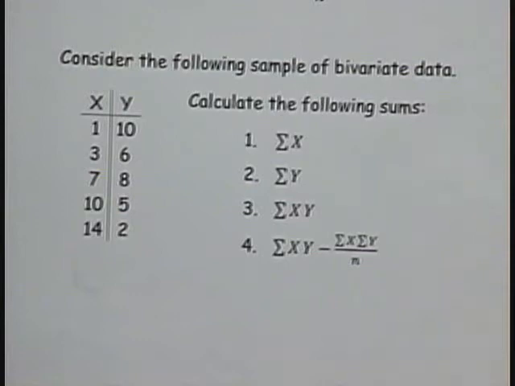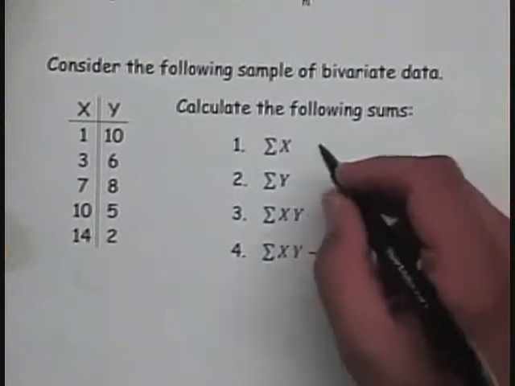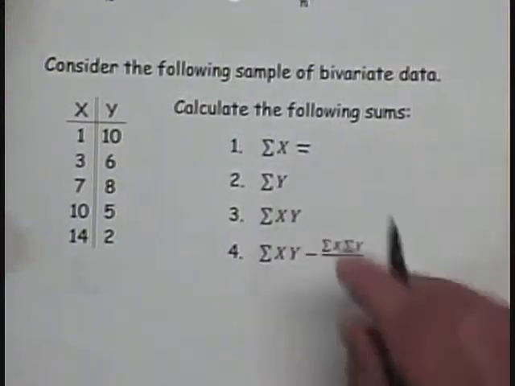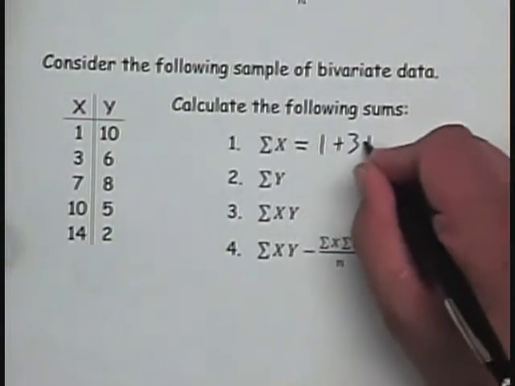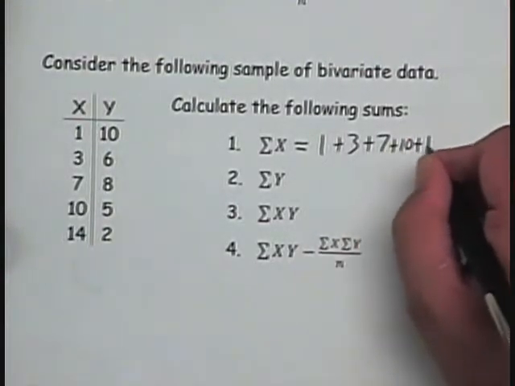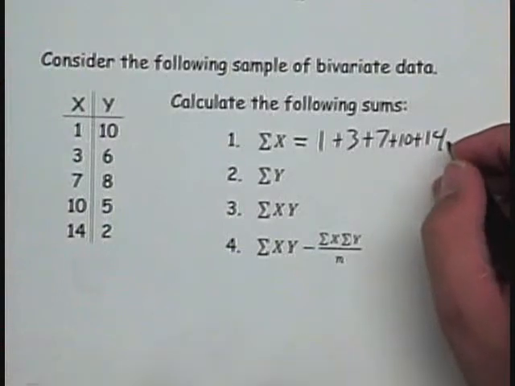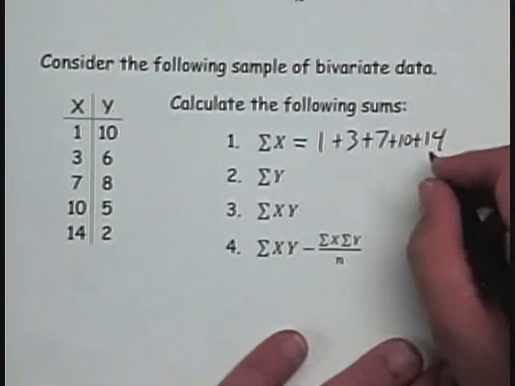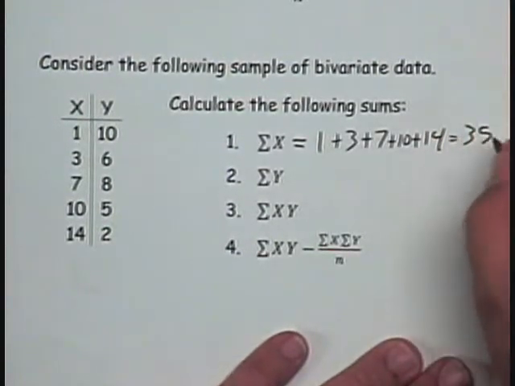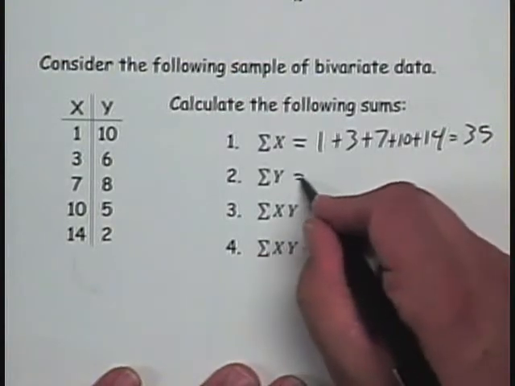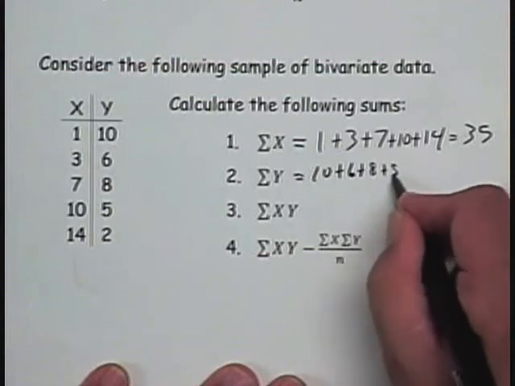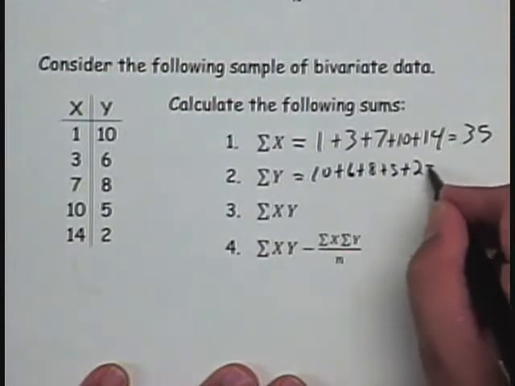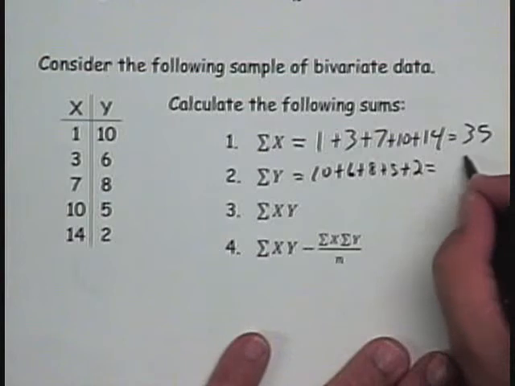Okay, you're back here and you got these sums calculated. So let's go ahead and we'll do these. I'll try to write them right here. The sum of x is just 1 plus 3 plus 7 plus 10 plus 14. And when you do that, you get 35. The sum of y, I'm going to just add these. And when I do that, I get 31.